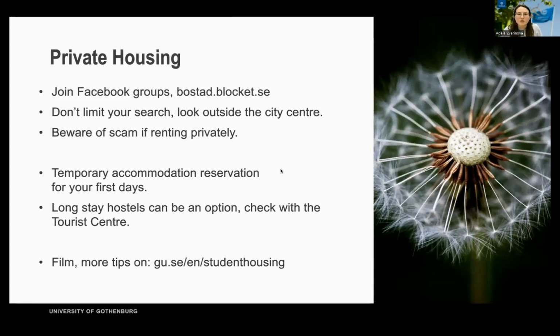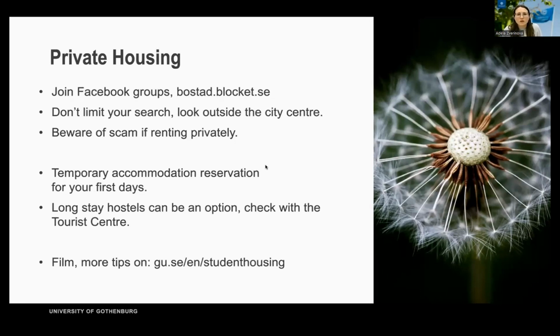But what I would recommend is, there's a lot of people searching for accommodation, and if you're only going to look in the city center, there's a high chance you're not going to find anything. So maybe look a little bit more outside the city center because, like Anna mentioned as well, the public transport here is pretty awesome. It is quite efficient to get into the city center and to uni, so you don't have to live in the city center essentially.